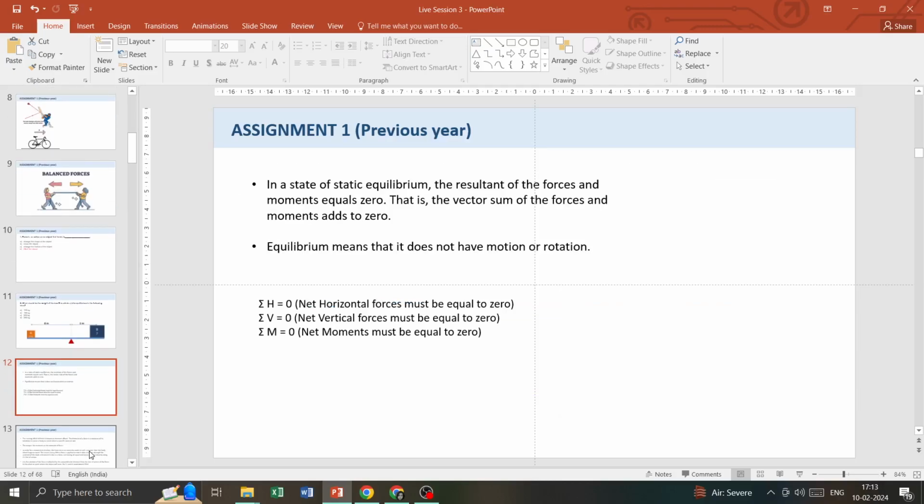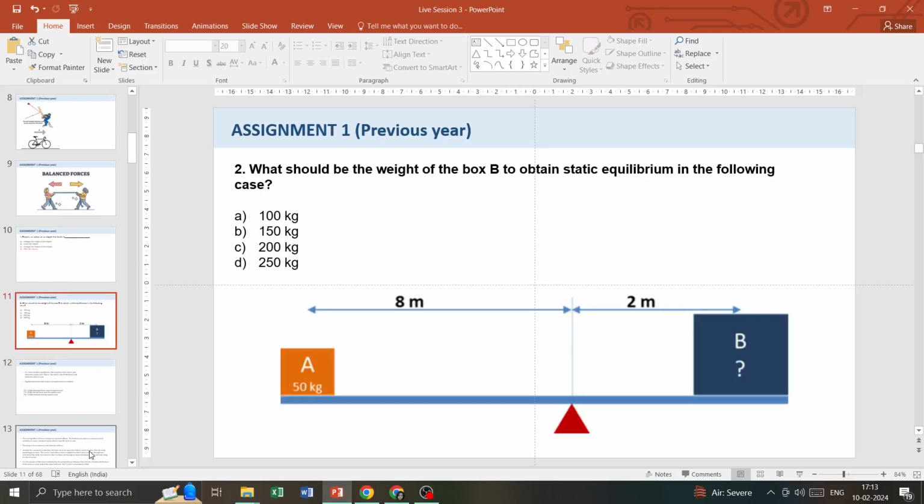Before solving this question, we will quickly see what the terms mean here. In the state of static equilibrium, the resultant of the forces and moments is equal to 0. That means the vector sum of the forces and the moments add to 0. Equilibrium means that it does not have motion or rotation. So when we come back to this image, this whole case would be said to be in static equilibrium if the base stays balanced and does not move in either direction, and stays balanced like this.